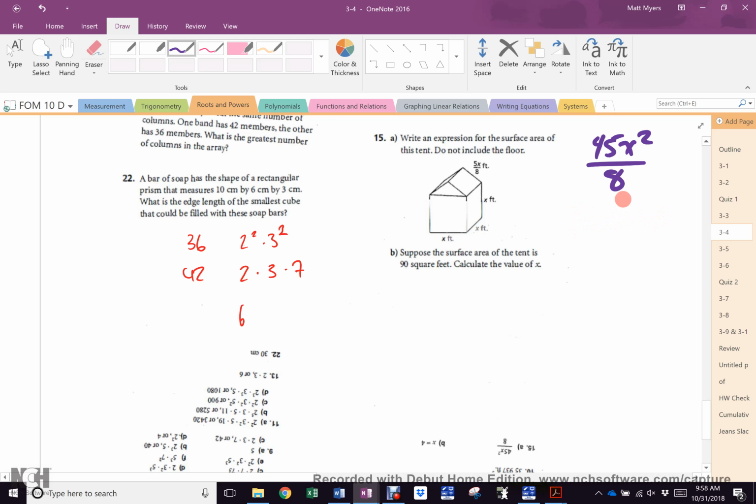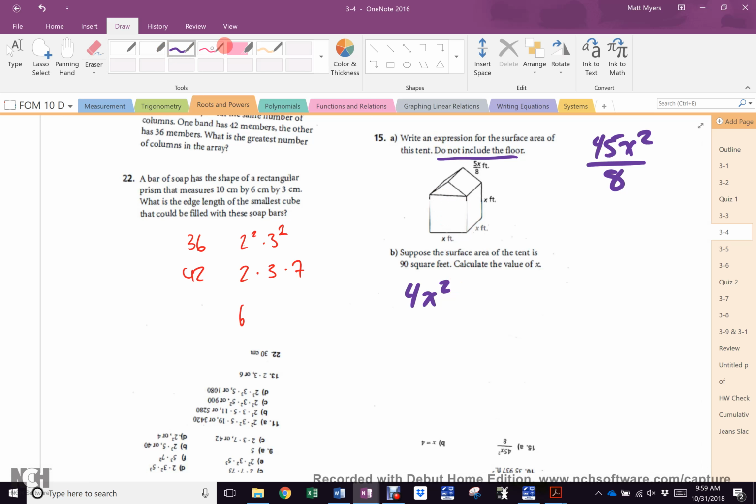So I would like to take a moment with this question because this question is actually really, really good for future math. Okay? So let's take a moment. I want the surface area of this tent, do not include the floor. So how many of those squares are there? 4, because there's no floor and no ceiling, right? So I had 4x squared, yes? Everybody agree? Okay.